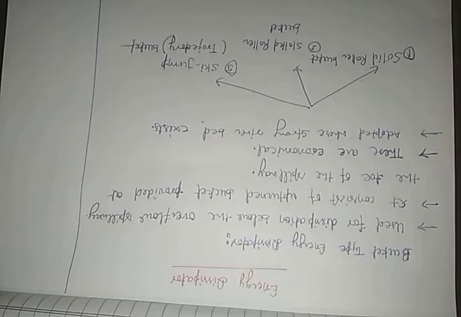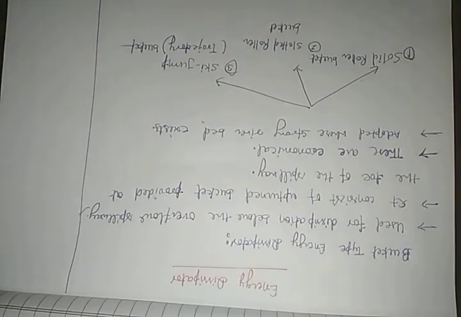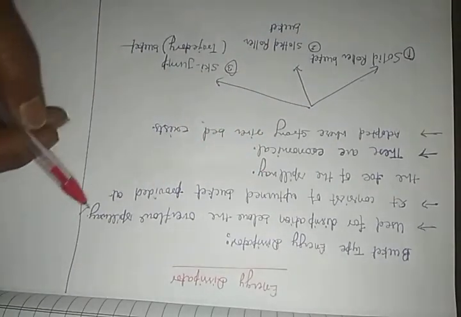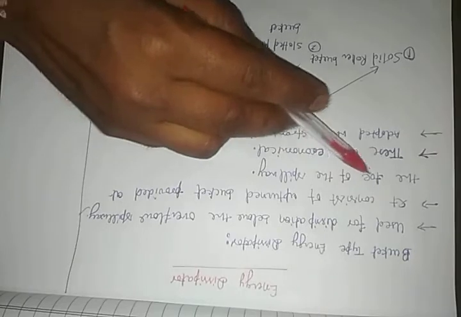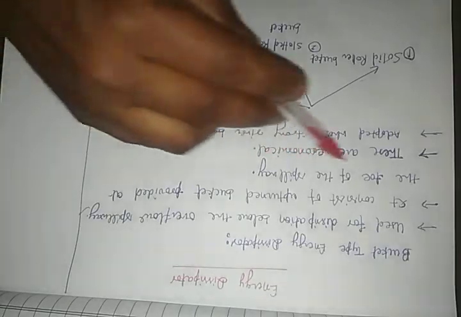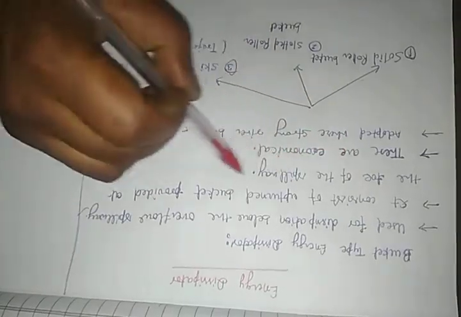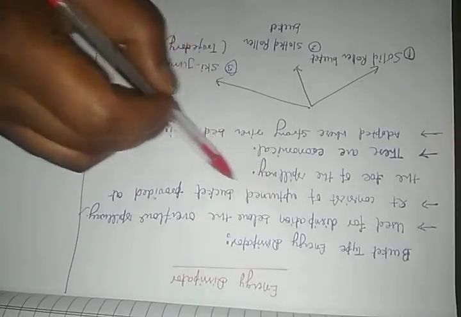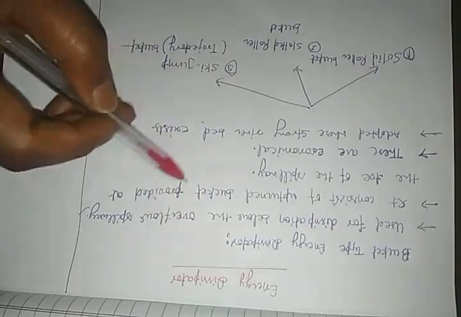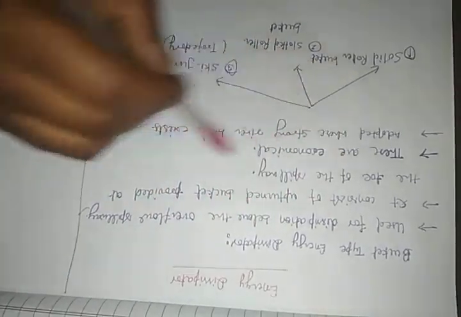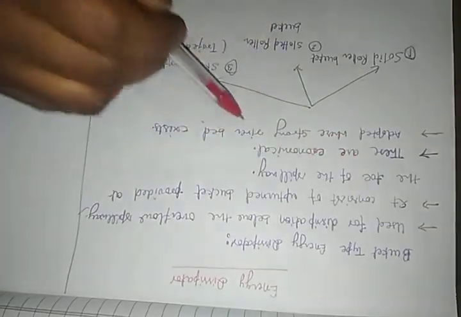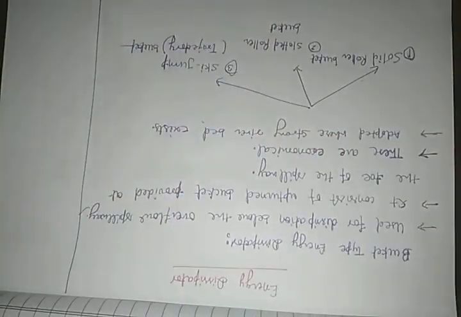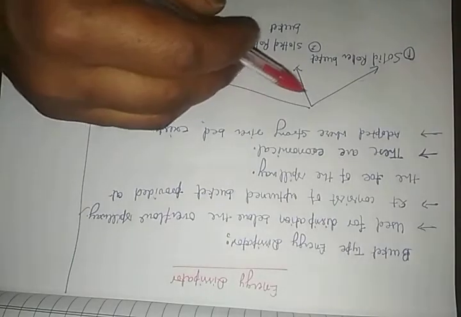They are used for dissipation below the overflow spillway, meaning Ogee type flow. The second point is that it consists of an upturned bucket provided at the toe of the spillway, a curved-shaped bucket. In the bucket type energy dissipator, it is provided at the toe of the spillway. Toe side means the downstream part of the spillway.